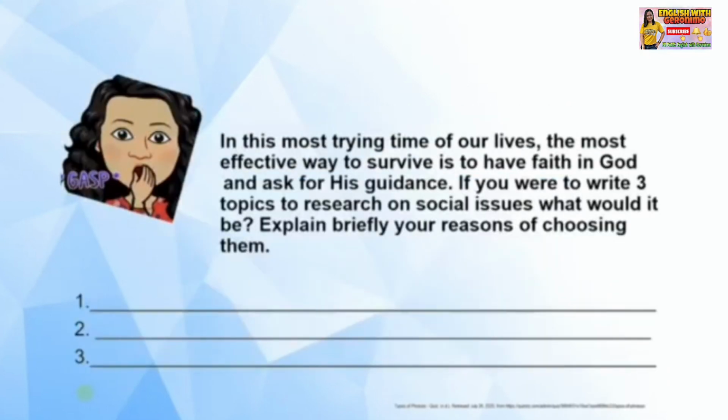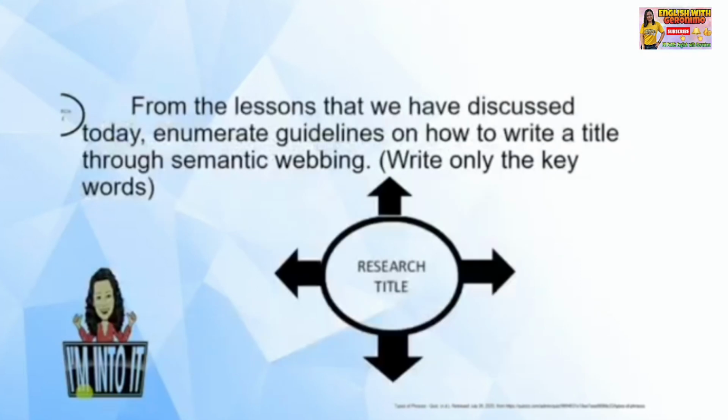In these most trying times of our lives, the most effective way to survive is to have faith in God and ask for His guidance. If you were to write 3 topics to research on social issues, what would it be? Explain briefly your reasons for choosing them. Enumerate guidelines on how to write a title through semantic webbing. Write only the keywords.